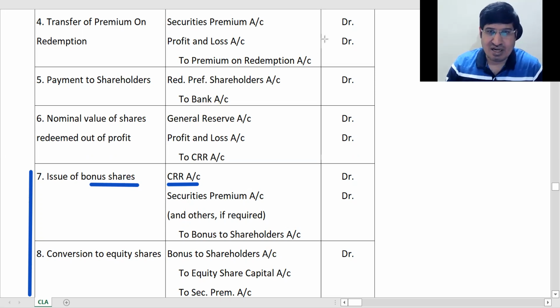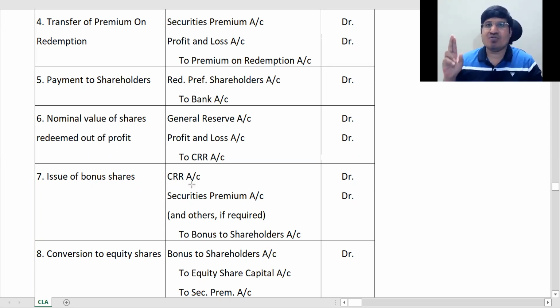Right. So here now, for issue of bonus shares, what all we used to do, there were only two entries, right? Remember what were the entries? You used to debit all reserves, debit all capital reserves issued in cash, securities premium, okay, and the CRR account and your revenue reserves. You debit from that, okay, and then you credit what? Bonus to shareholders, right? And then bonus to shareholders debited to share capital.